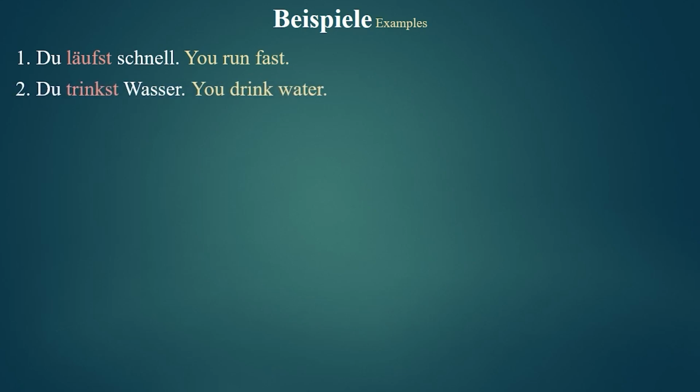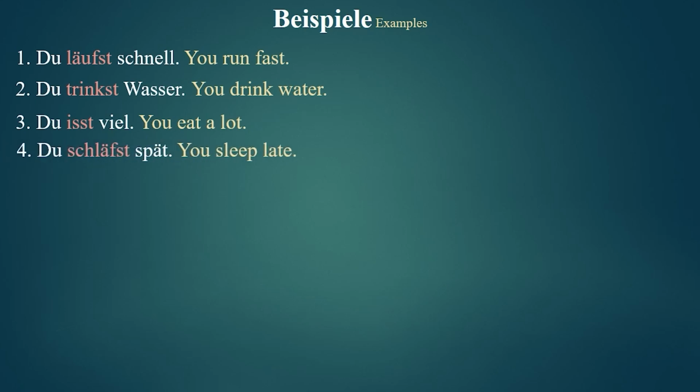So we have here Beispiele. That is examples. We start with the first example. 1. Du läufst schnell. You run fast. 2. We have du trinkst Wasser. You drink water. 3. Du isst viel. You eat a lot. 4. Du schläfst spät. You sleep late. 5. Du triffst Leute. You meet people.